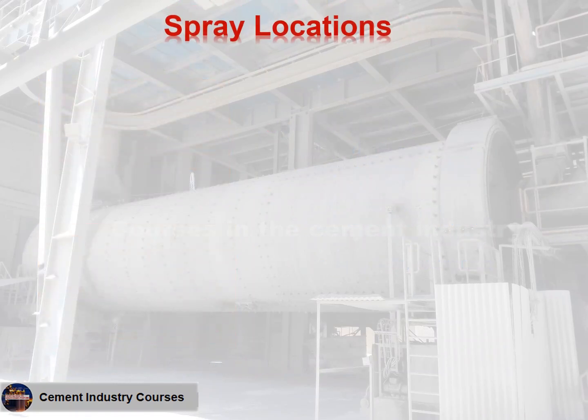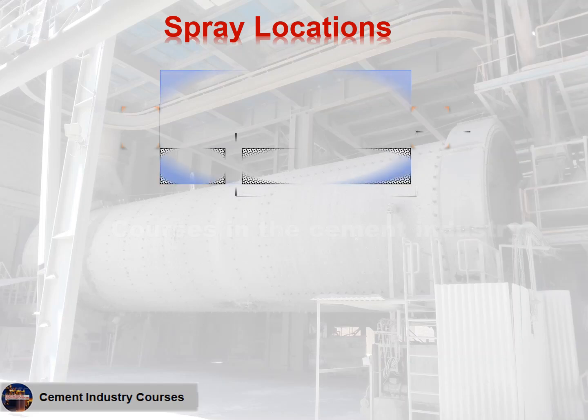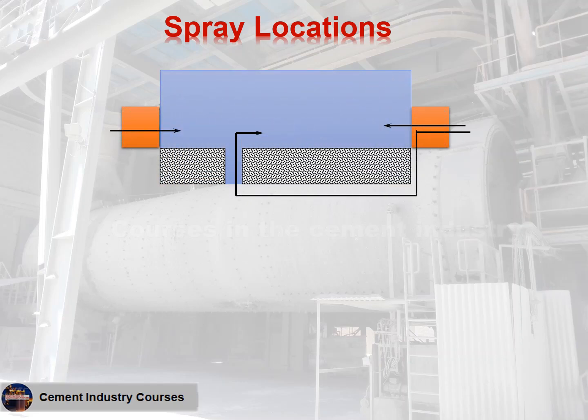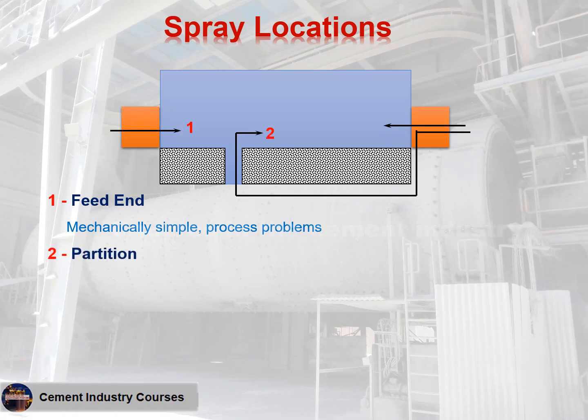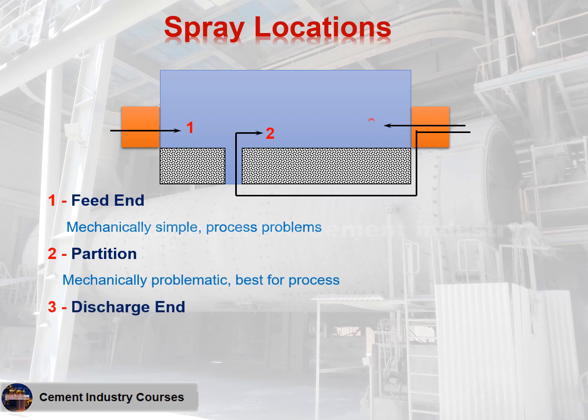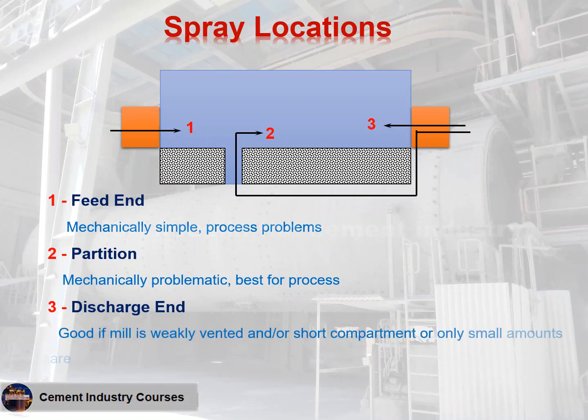Spray locations. This figure shows the locations of water spray in a tube mill. 1. Feed end. Mechanically simple, process problems. 2. Partition. Mechanically problematic, best for process. 3. Discharge end. Good if the mill is weakly vented, and or short compartment, or only small amounts are needed.